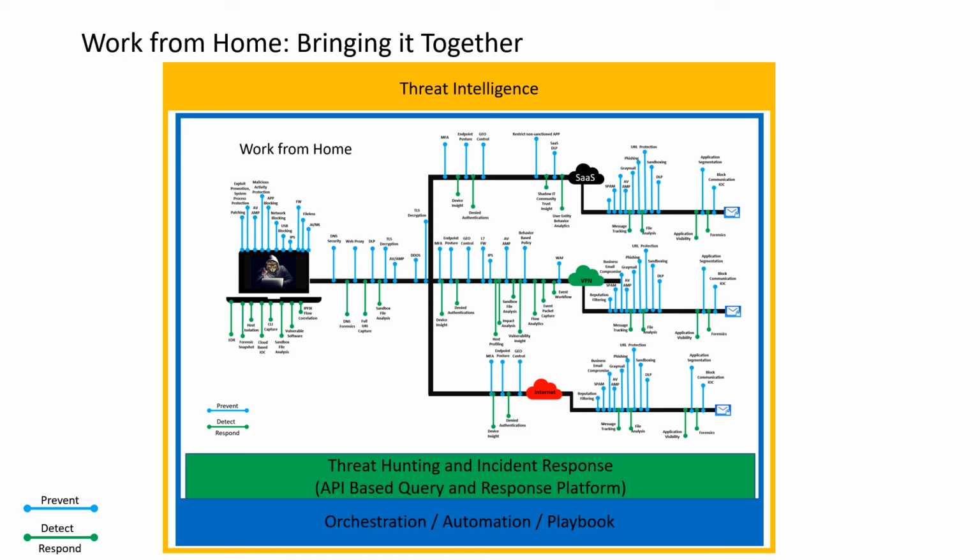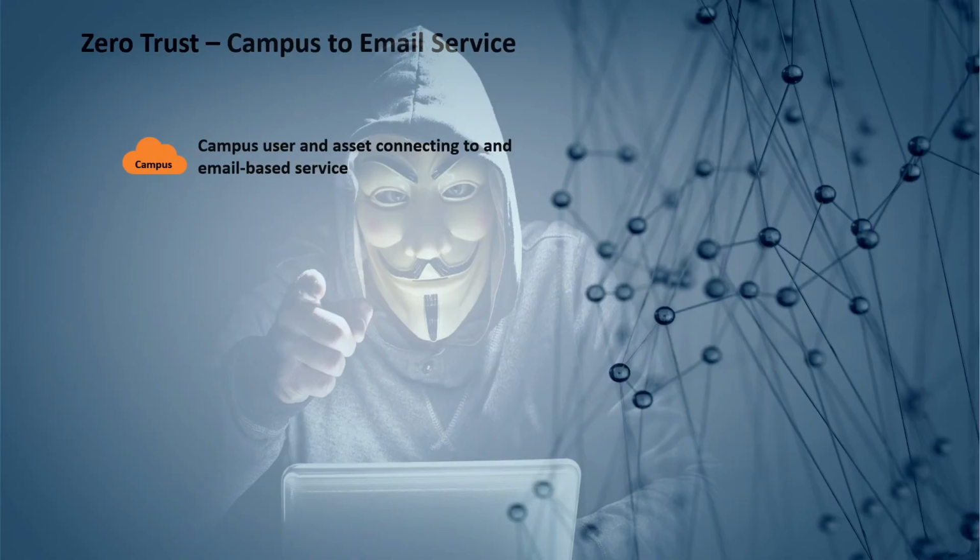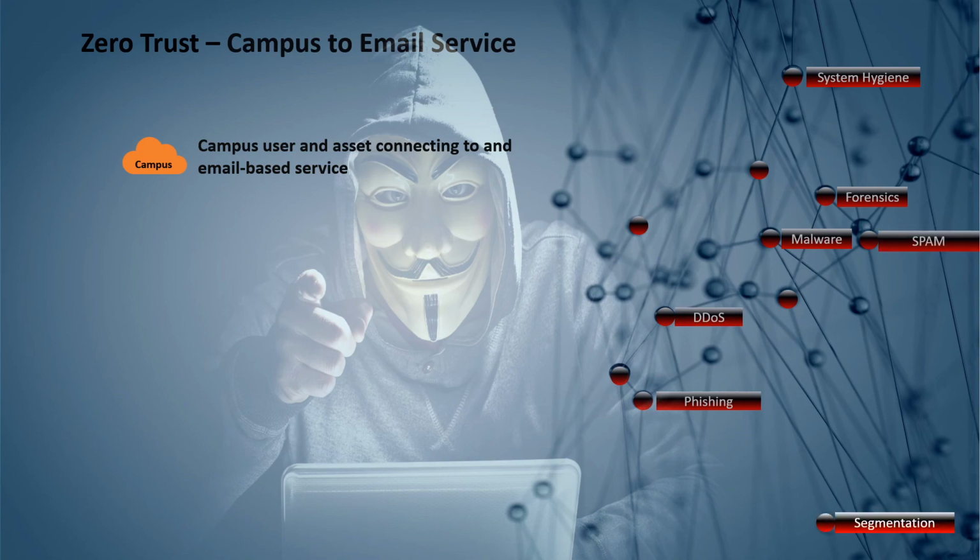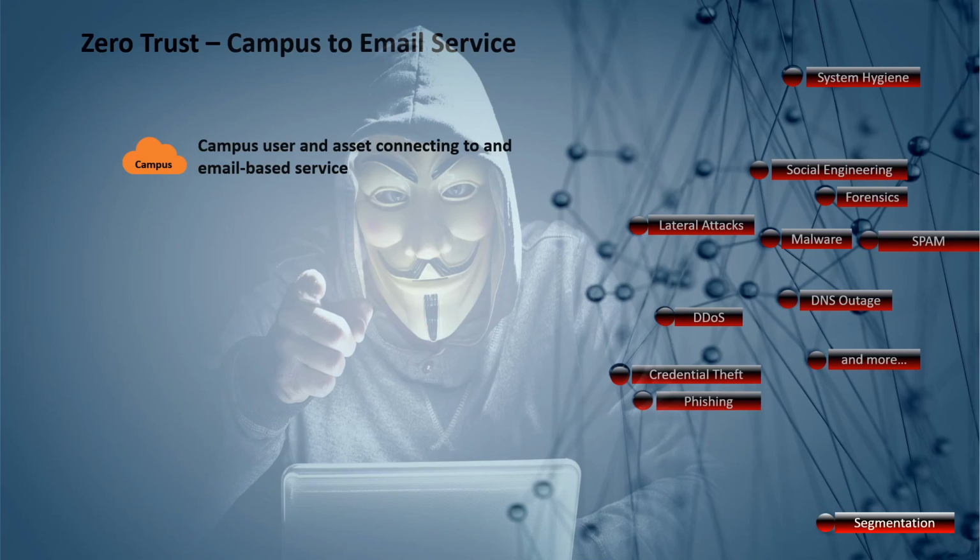So that's kind of the work from home view. I'm going to show you the campus user, and it's only a couple elements that we're going to change here, but the campus user, an asset connecting to email-based services. So very similar things you're going to look for, right? But you might start thinking about segmentation. You might start thinking about lateral movement or lateral attacks, and more. But there's a lot of commonality between that user that's worked from home, as an example, or learned from home, and when a user is plugged into the campus itself.